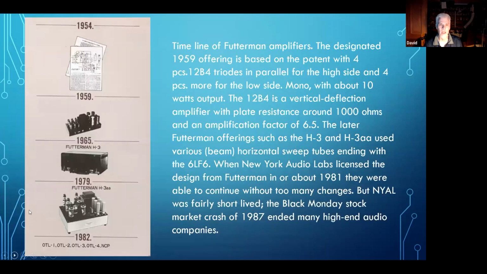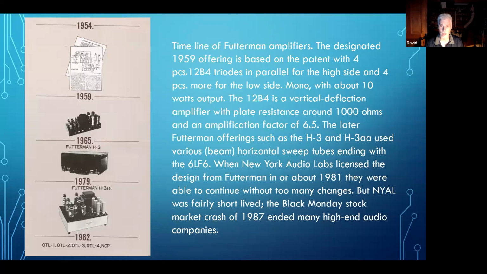So let's move on. This is a timeline of the Futterman amplifiers. The 1959 offering is based on the patent, with four of the 12B4 triodes in parallel for the high side and four more for the low side. It was monaural with about 10 watts. The 12B4 is a vertical deflection amplifier with plate resistance of around 1,000 ohms and an amplification factor of 6.5.